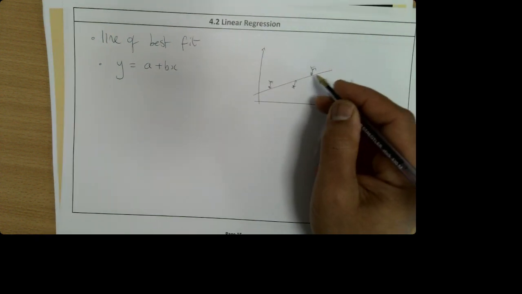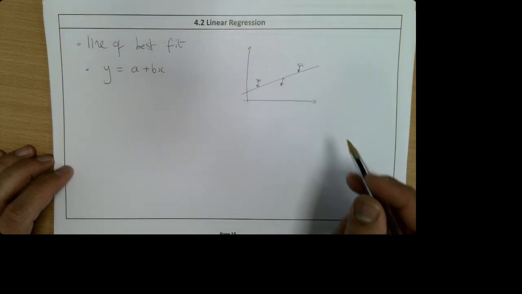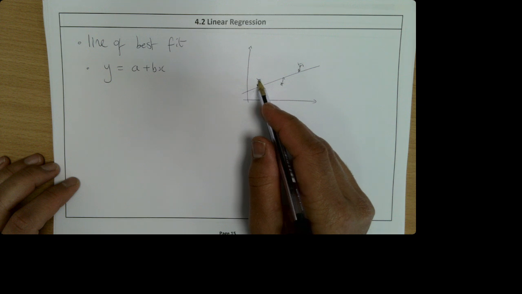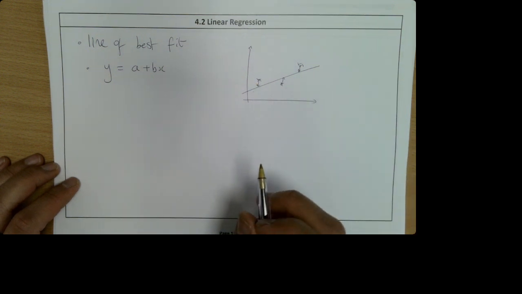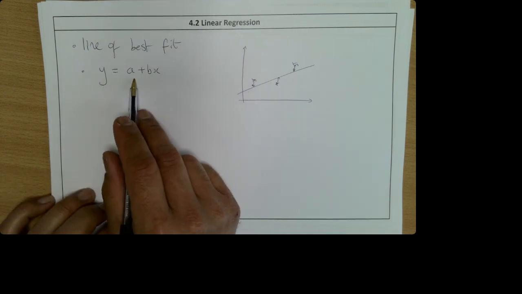So of all the different lines of best fit you could draw by hand, the one that reduces the distance between the line and all the points is the line of best fit. Now you don't have to worry about how that happens, that's just the theory of it. You'll be given this, you won't have to calculate it.